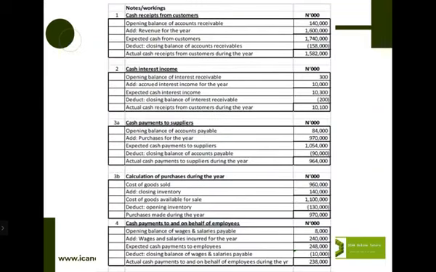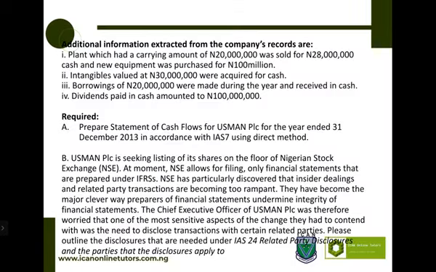If you look at these questions, it says you are required to prepare a statement of cash flow for Smart PLC for the year ended 31st of December 2013 in accordance with IAS 7 using what? Direct method. Very good. I see that the examiner actually stated there that it is the direct method, so you have to use the direct method. What is the direct method? Any cash received or cash payment.